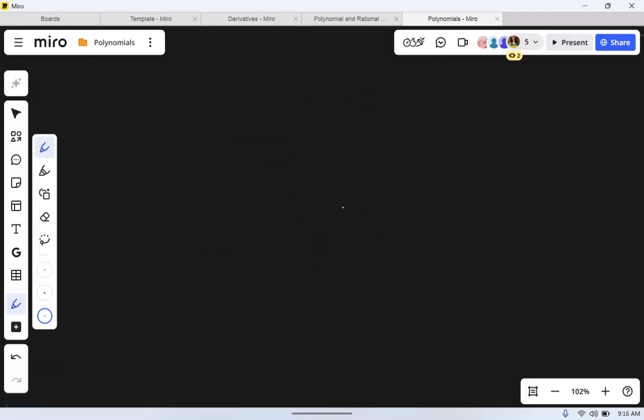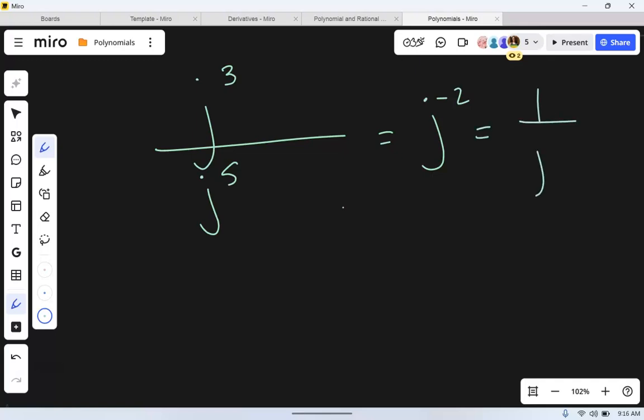All right, let me show you this one thing before I set you loose. If you end up with something like, and this is what I thought was happening here, but it wasn't, J3 over J5. Obviously, what am I going to do with the exponents? Subtract them, right? When you subtract, you always stay in the top. So 3 minus 5 is -2, and then you move it down to the bottom.